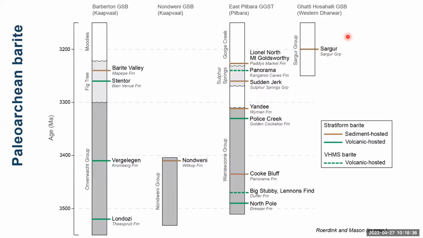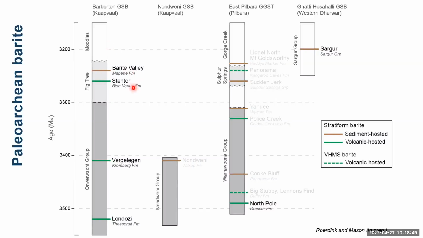This is great because it means that we can study deposits from geographically different places, and in addition we can study them throughout the whole Paleoarchean. So this is what we did. We focused on 6 of these deposits, mostly from South Africa, 1 from Australia and 1 from India, so that we cover the whole period that we're interested in.